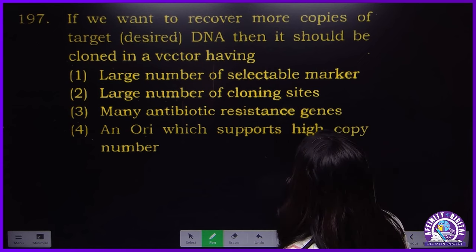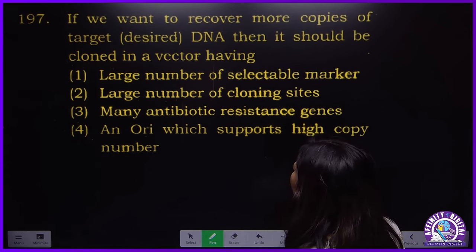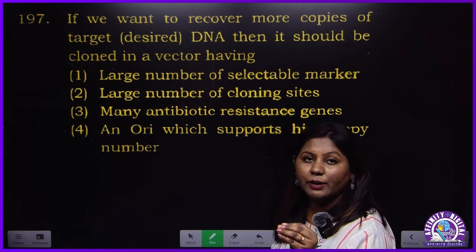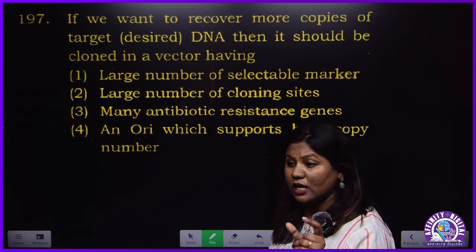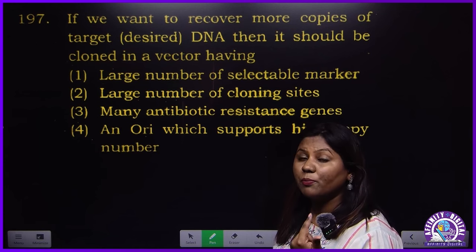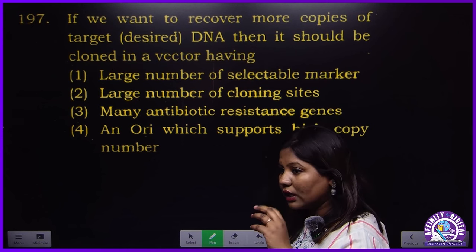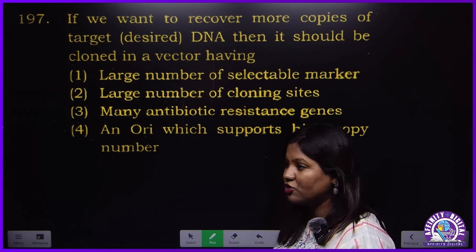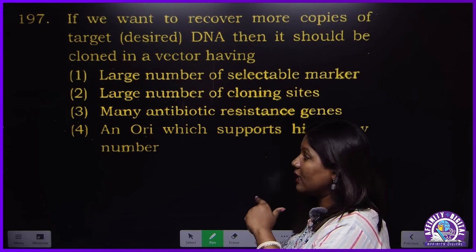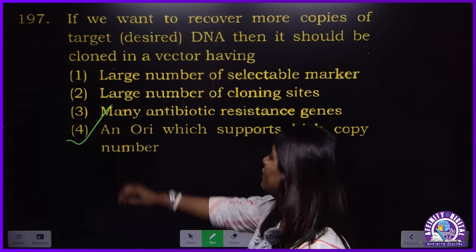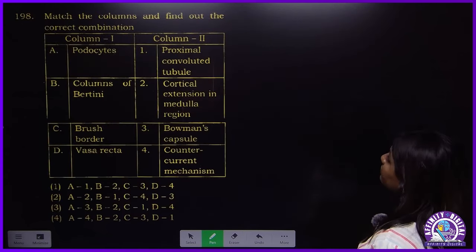If we want to recover more copies of the target DNA, then it should be cloned in a vector. बच्चों जो ओडाई होता है ना, origin of replication, वो ऐसा एक DNA sequence होता है that not only initiate our replication process but also controls the copy number. तो अगर हमें ऐसा कुछ चाहिए कि हमें कॉपी नंबर ज्यादा मिले हमारा डिजायर्ड जीन को, तो हम ऐसे वेक्टर को सिलेक्ट करेंगे जिसका ओडाई सपोर्ट करता है हाई कॉपी नंबर. So we will go with the option number 4.